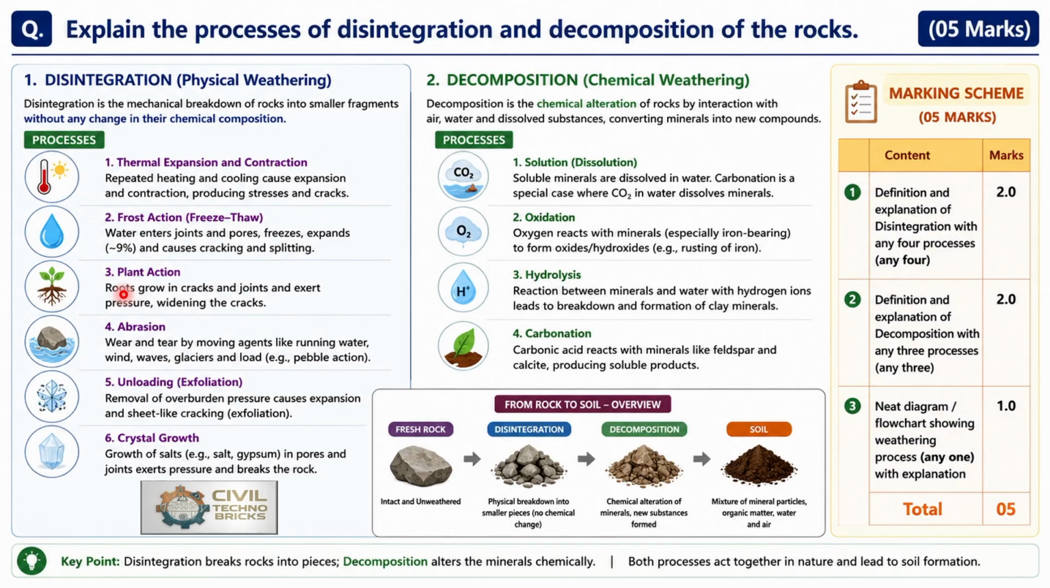Then plant action, where roots grow in the cracks and joints and exert pressure, widening the cracks. Next is abrasion, where wear and tear is caused by moving agents like running water, winds, waves, glaciers, etc. Then unloading and crystal growth. So these 6 various steps are to be concluded for the disintegration process, which is the physical weathering of the rocks. On the other hand, decomposition, which is chemical weathering, is the chemical alteration of rocks by interaction with air, water and dissolved substances, converting minerals into new compounds.